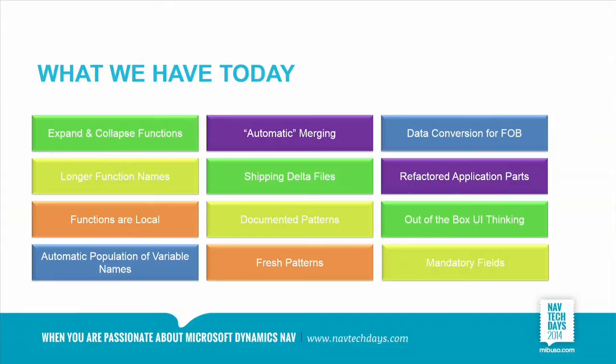Just a few to mention: expanding and collapsing functions, longer function names, automatic population of variable naming. For those of you who were here last year, you might have heard me talking about data dictionary. This is a very tiny version of a data dictionary, but it's better than having nothing. I'm really happy with this feature. We got automatic merging. We can start thinking about delta files. So there's actually a lot of things that started happening in the last couple of years.